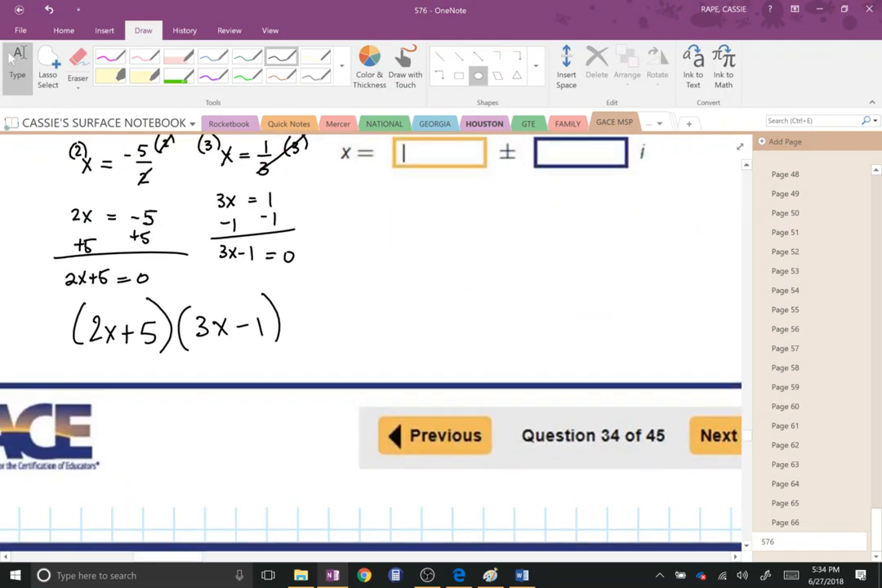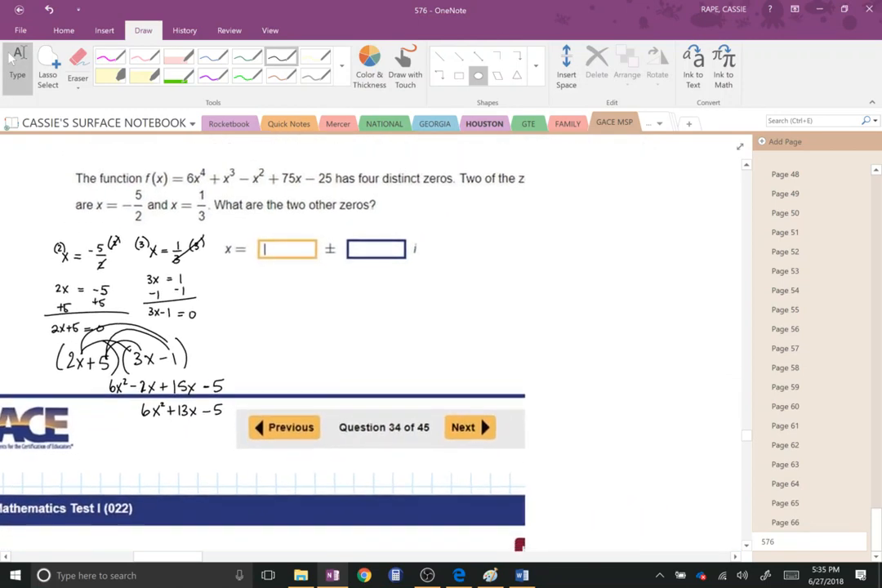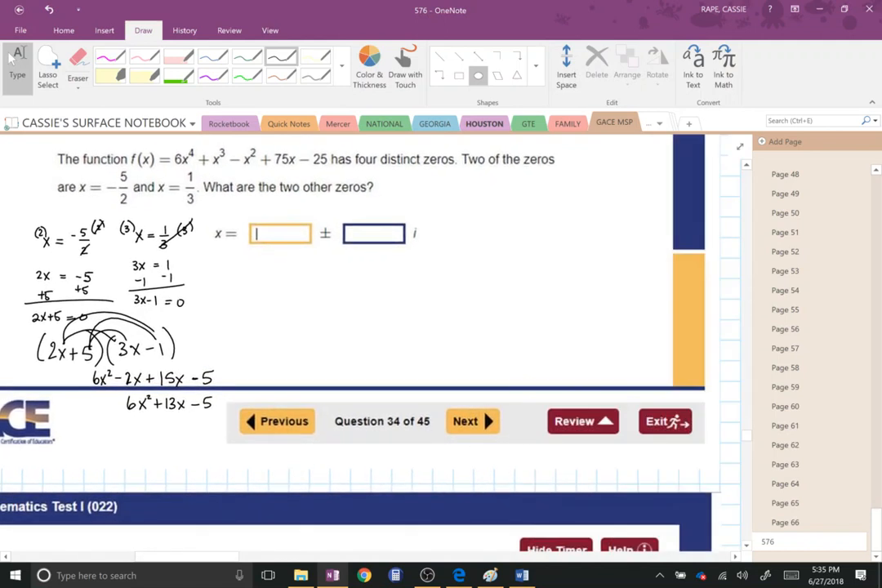If these are the factors, I could do two division problems, or I could multiply these together and divide it out of the other one all at one time. And that's what I'm going to do. So 2x times 3x is 6x squared. 2x times minus 1 is minus 2x. 5 times 3x is 15x. And 5 times -1 is minus 5. So this 6x squared plus 13x minus 5 is what I am going to divide into that biggie quartic polynomial. So this is how you're going to do it, and you just take your time.